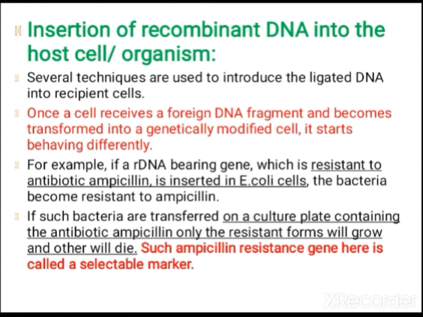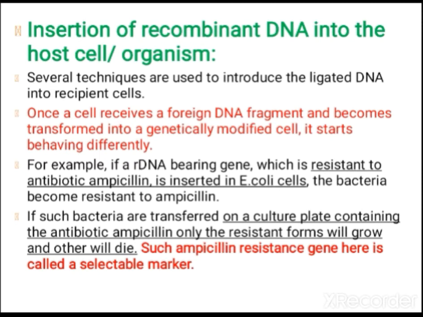So if you want to separate that transformed bacteria, we transfer it to a culture plate containing the antibiotic penicillin along with the medium. If we transfer the E. coli, the transformed cells, only the resistant forms will grow and the others will die. Then automatically we can distinguish the transformants from non-transformants. Because of the ampicillin resistant gene, that bacteria can grow wherever we made the change. Such antibiotic resistance, we call a selectable marker.